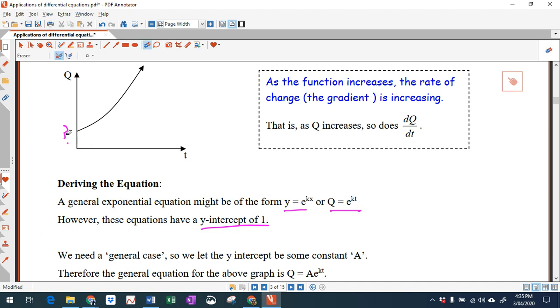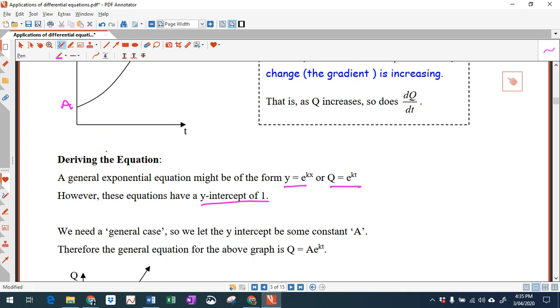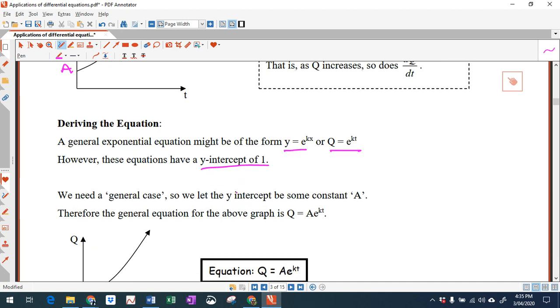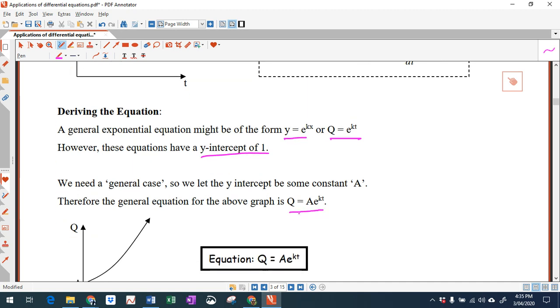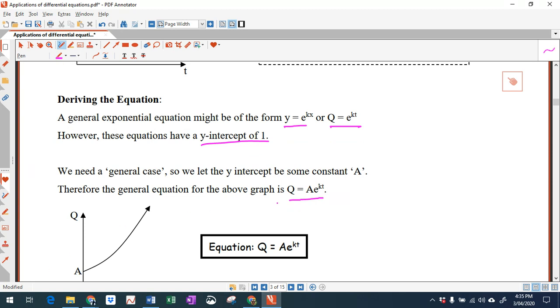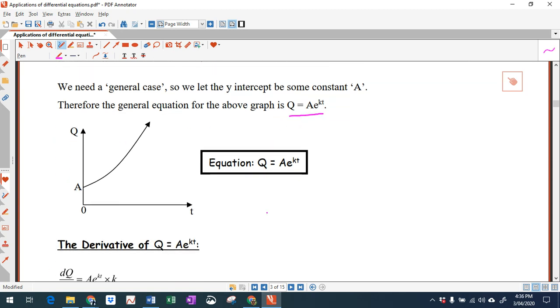So we can't use e^(kt), we need a general case. Let's just say you had a y-intercept of a. That means a general equation for exponential growth could be Q equals a e^(kt). This means the y-intercept can vary according to the situation.